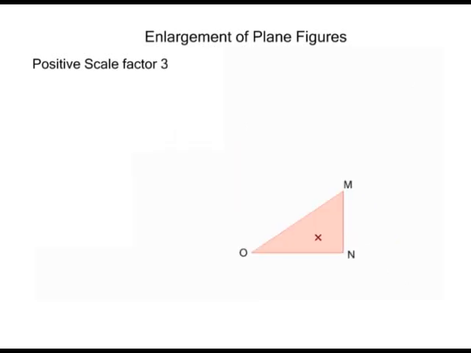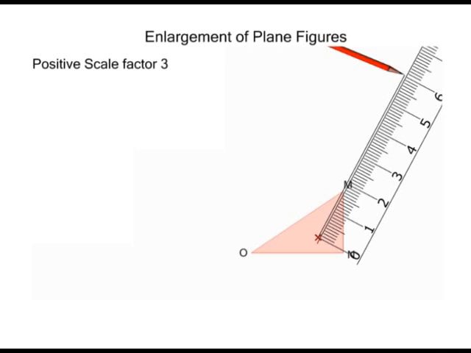We go to another example, but this time the center of enlargement is inside the figure itself. We will enlarge it by a scale factor of 3. The procedure is the same. Join X to M and extend the projection. Measure XM, it's 1.7 centimeters. Triple that, it will be 5.1 centimeters. And that's M prime.